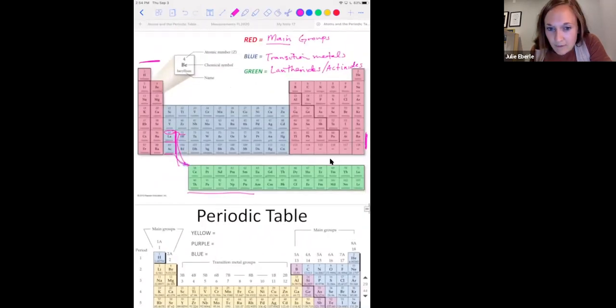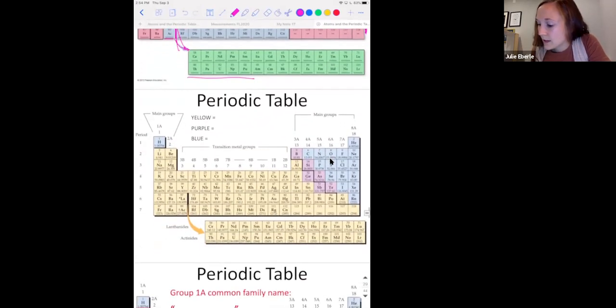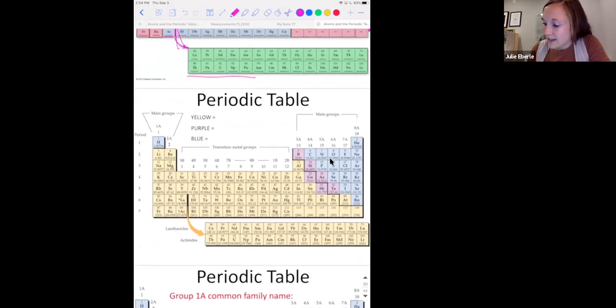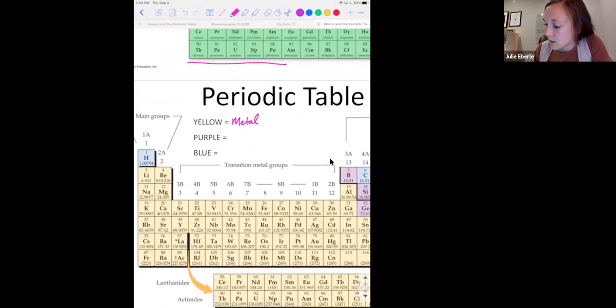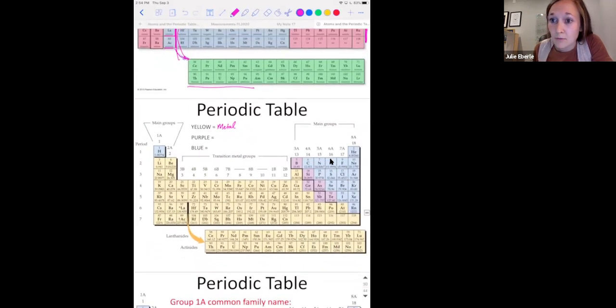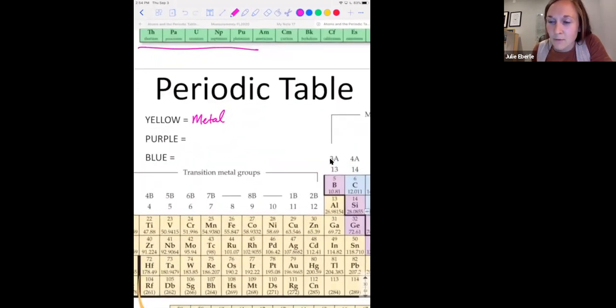Another way to organize this thing is right here. You've actually seen this picture. The very first lecture we did, we had a picture of the periodic table color-coded like this. We have a yellow, purple, and a blue section. Everything in yellow is a metal. So you see the periodic table is mostly metals. And what state of matter is a metal at room temperature? At room temperature, metals are solids, right?